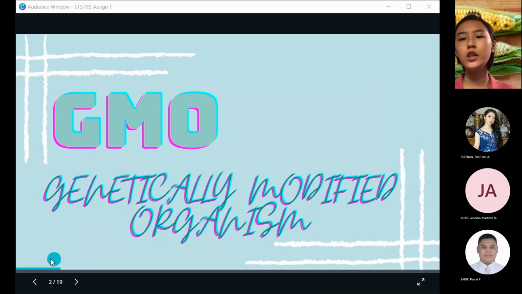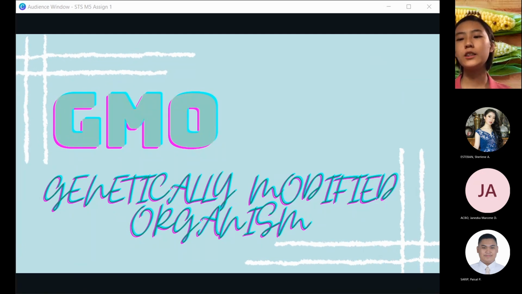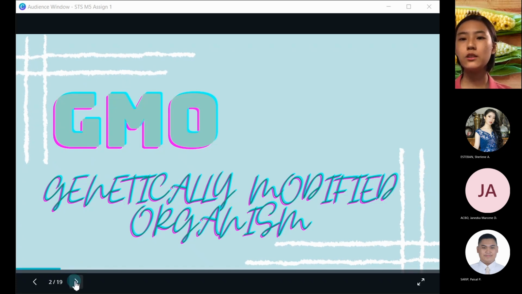So GMO. GMO stands for genetically modified organism. These are organisms that have had their DNA altered or modified in some way through genetic engineering. It also refers to the transfer of genes between organisms using a series of laboratory techniques for cloning genes, splicing DNA segments together, and inserting genes into cells.